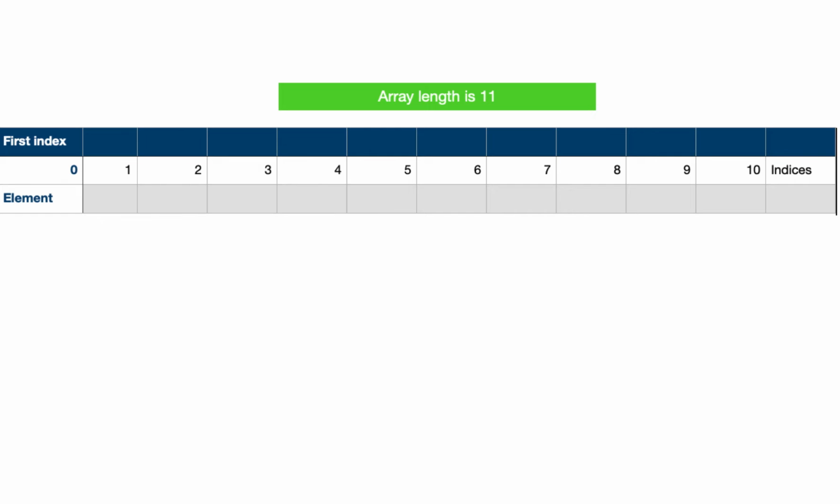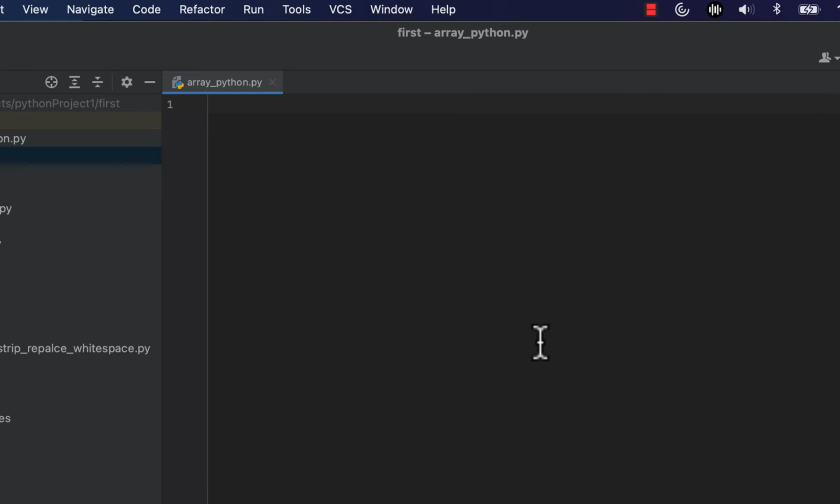What we can do with an array: we can print out, we can add an element at one of the indexes, we can delete one element, we can update, we can search, and we can go through it and print everything in the array. Let me show you how an array works in Python. We have to import array.